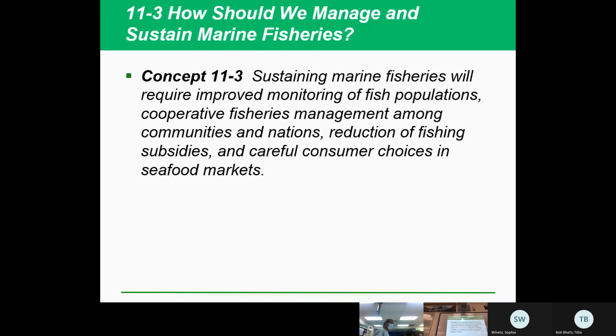What do we need to do to sustain our fishery? This phrase fishery refers to the economic aspect of fishing a particular species. So we can talk about the tuna fishery is different than the shrimp fishery, which is different than the salmon fishery. So the fisheries are all those different choices.